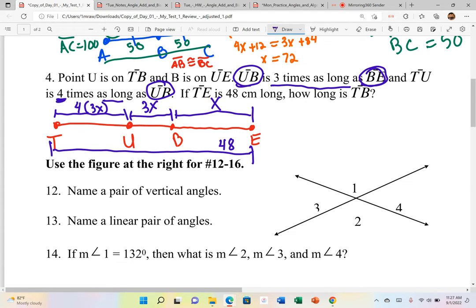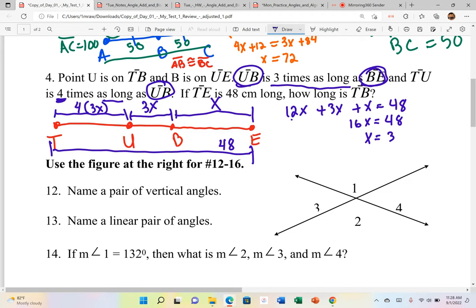Okay? We can do our segment addition postulate by saying TU plus UB plus BE equals TE, right? Add up all those segments, it equals the whole entire segment, right? So I'm going to go ahead and write this algebraic equation. 12x plus 3x plus x equals 48. I got this 12x by saying 4 times 3x. Okay? Combine all my x's and I get 16x equals 48. Divide by 16, x equals 3.